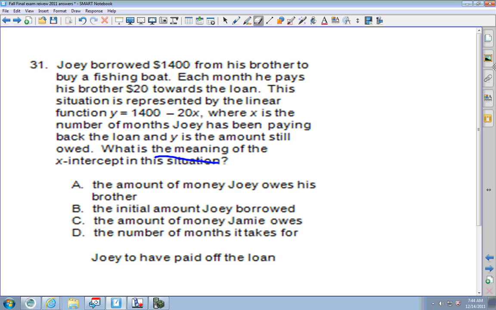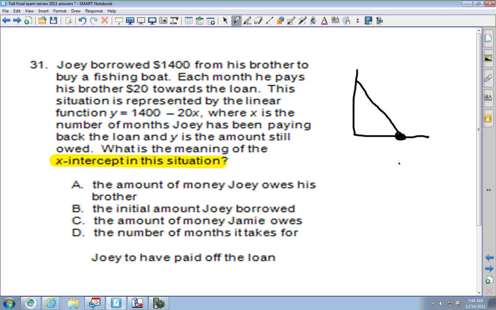Oh, I didn't mean to cross that out. I meant to highlight it here. The problem is asking us, what is the X-intercept of the situation? If I was trying to find my X-intercept, the line is going to go down because you're paying them back. What is this point going to mean?